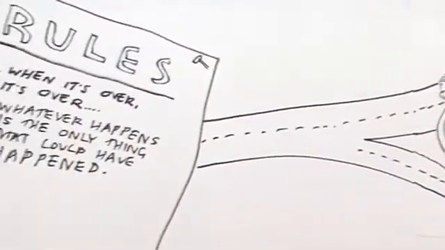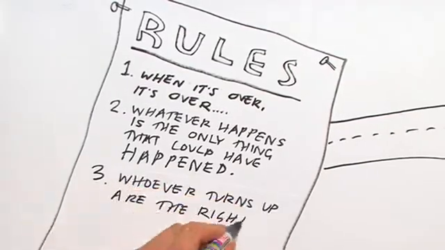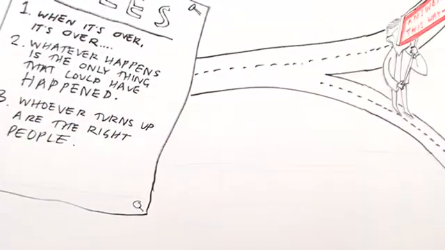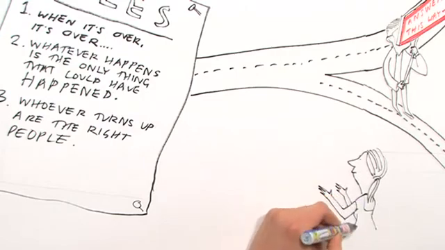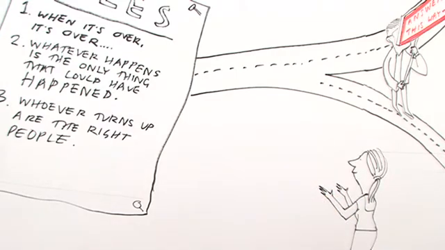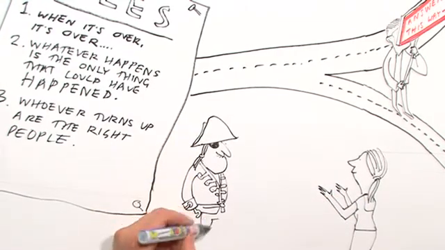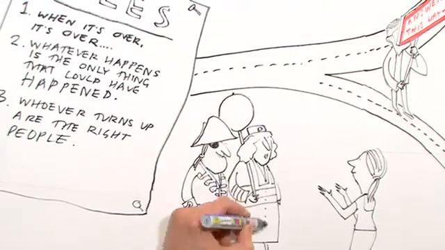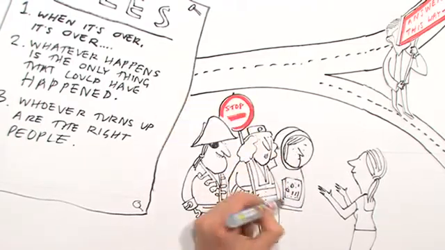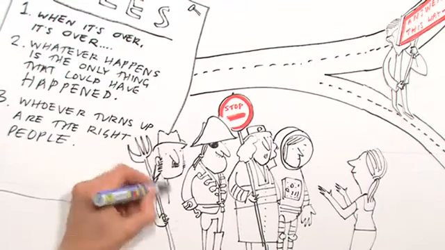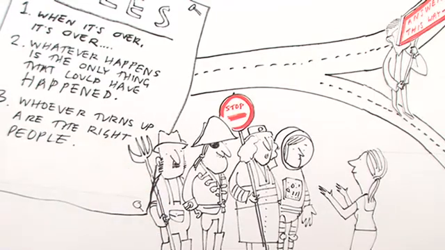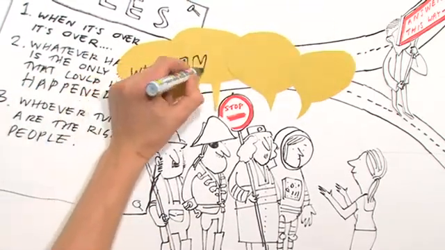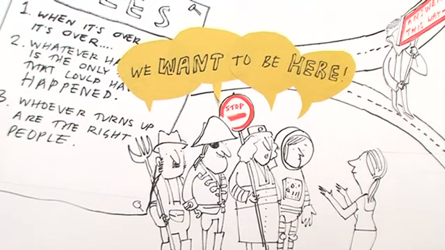The final rule, whoever turns up are the right people. Again, it's just a little reminder for people that sometimes you raise something for a session and you really hope four or five people are going to come because you've been trying to talk to them about this for ages, and they choose to go somewhere else. Don't worry about that. Just recognise and celebrate the fact that the people who do come to your session really want to be there. They've prioritised your session over everything else.